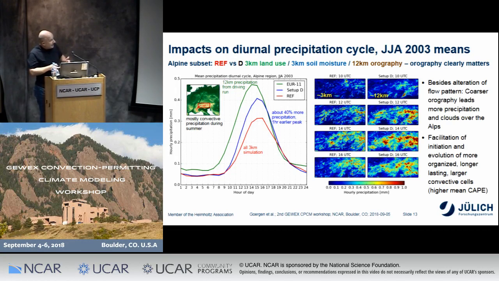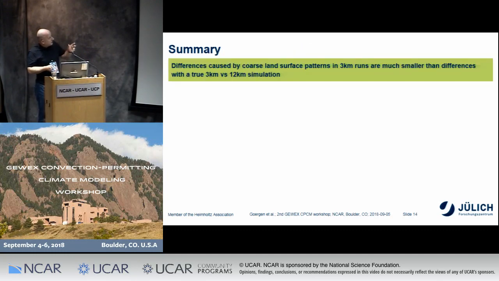Now looking at the precip fields, here this is 3 kilometer, this is 12 kilometer. We look at, again, summer means, 10 UTC to 16 UTC, the red box here. So we see here, besides this alteration of the flow pattern, a coarser orography leads to more precipitation and clouds over the Alps. It's more. And we think that there's a facilitation of initiation and the evolution of more organized, longer-lasting convective cells. So we also saw in the CAPE that there's more CAPE over these coarse resolution mountain ranges. So that brings me to this summary.